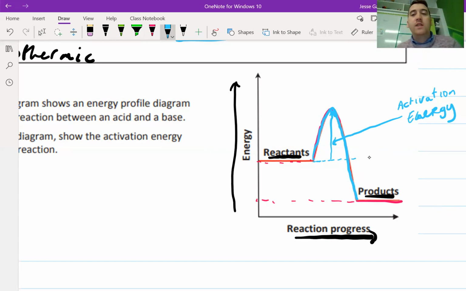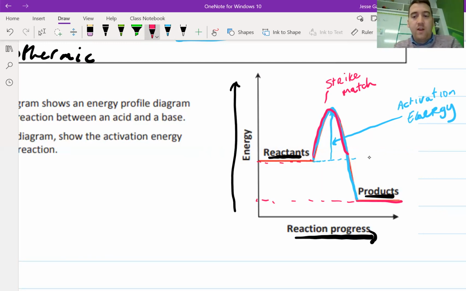Where do we see this? We see this when we flick a match. If we leave the matches in the box, they won't just catch fire by themselves. We have to strike the match on the side of the box. That gives a little bit of energy to get the reaction started, and then the reactants can turn into products. So this little hump here is like striking a match, providing an activation energy.